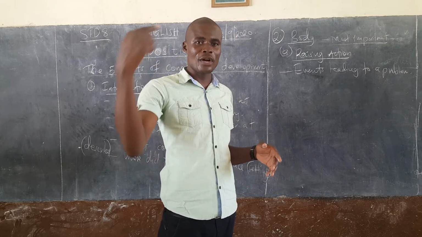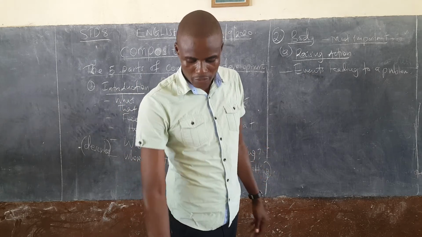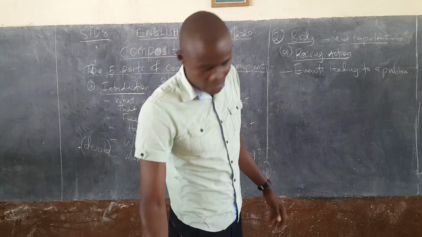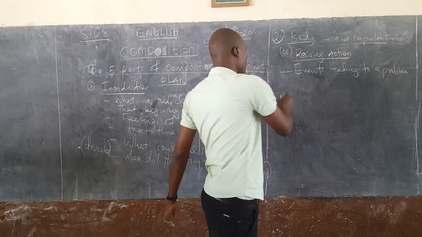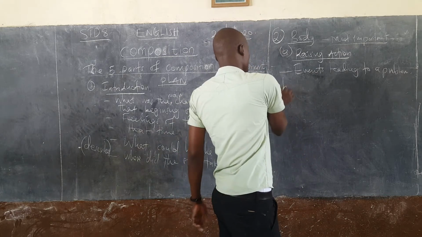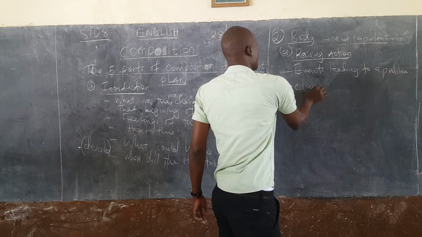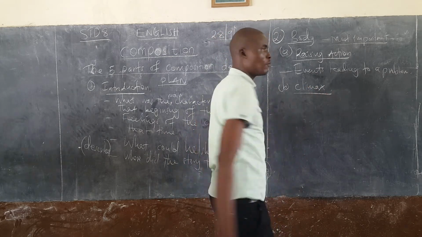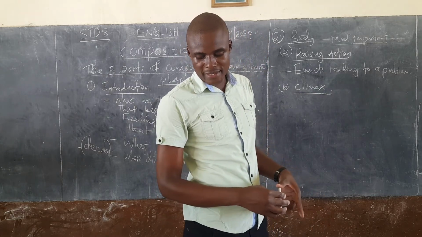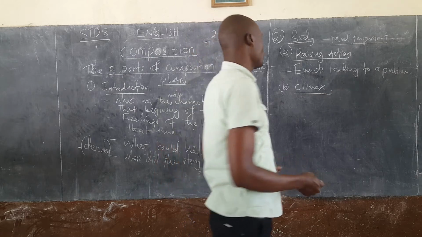Finally, the problem may occur now when you arrive in school. So, rising action, the events leading to the problem, as I have mentioned. You mention them there. And then coming to B is the climax. This is the climax of our composition. And in the climax now, you bring in the conflicts.